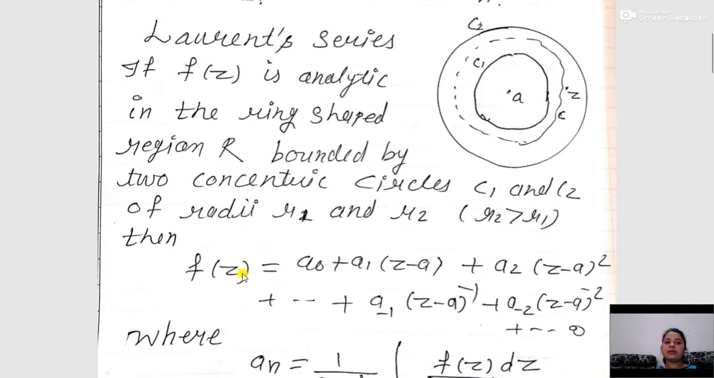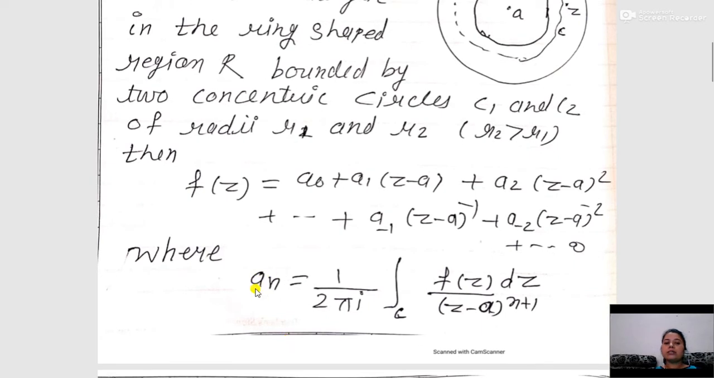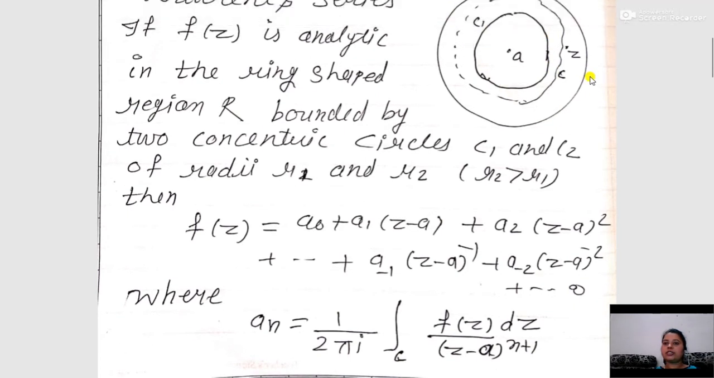Laurent series says that f(z) is equal to a0 + a1 (z - a) + a2 (z - a)^2 and so on up to infinity, plus a_-1 (z - a)^-1 + a_-2 (z - a)^-2 and so on up to infinity, where the coefficients can be calculated using this formula. a_n is equal to 1/(2 pi i) times the integral of f(z)/(z - a)^(n+1) with respect to z along the curve C, where the curve C is lying in this ring-shaped region. So this is the formula for Laurent series.